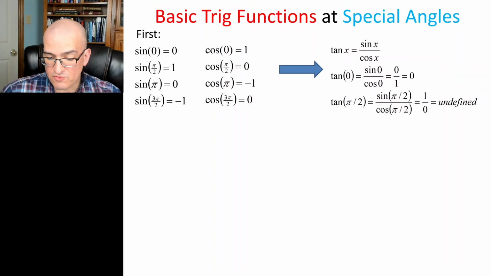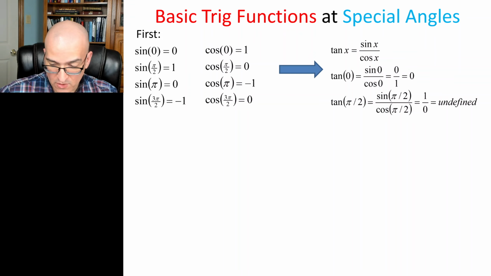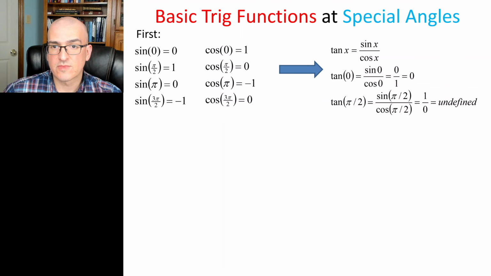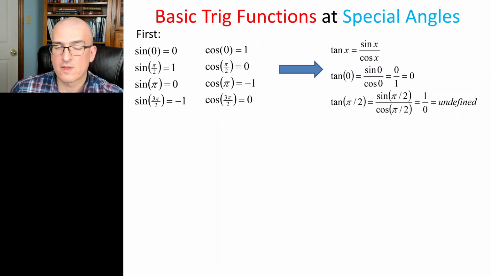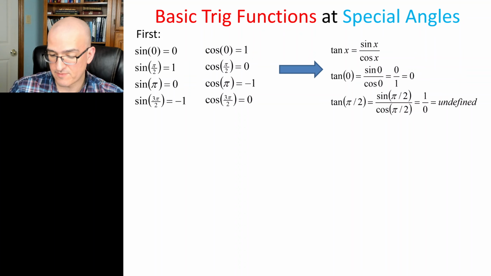Now, if we have this group memorized for these special angles, 0, pi over 2, pi, 3 pi over 2, just sine and cos, we can obtain tan at these four angles by using tan of x is equal to sine of x over cosine of x. So if we want tan of 0, it's sine of 0 over cosine of 0, which is 0 divided by 1, which is 0. Pi over 2, we try that and we get 1 over 0, which is undefined, as noted already.